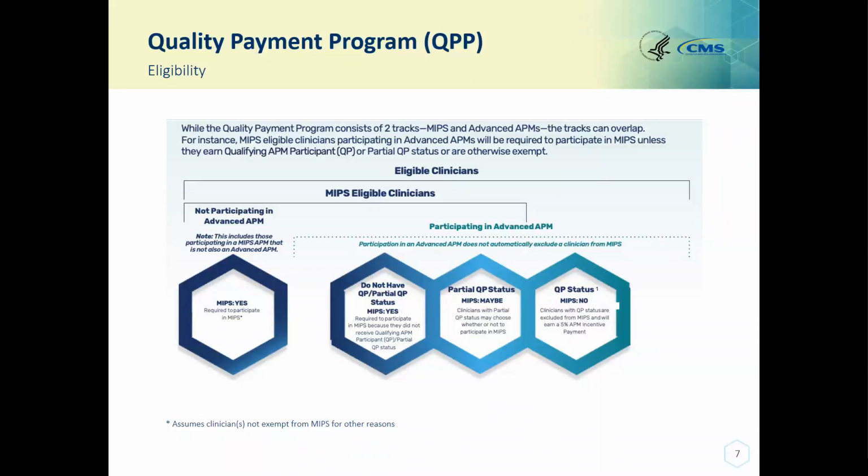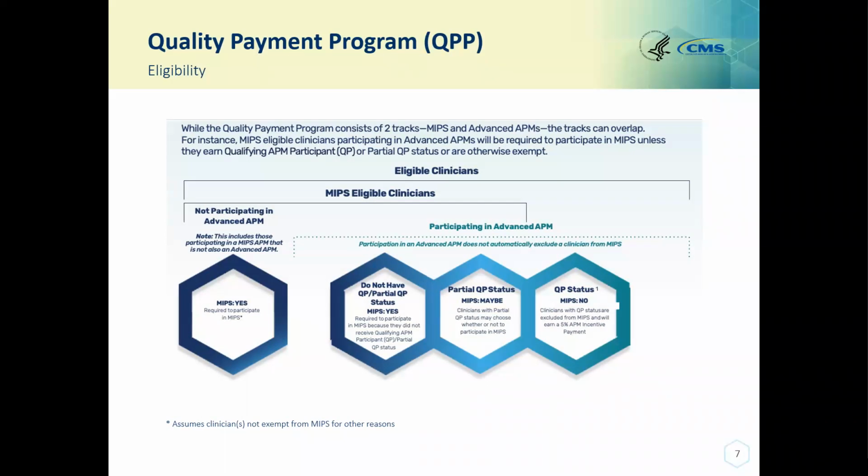So this slide, we started using probably 2 months ago or so, but it really helps explain in a little more detail where these MIPS APMs fit in. While there are these two tracks, MIPS and Advanced APMs, the tracks can overlap. We'll see here that there is the bucket of all eligible clinicians, and then within that, there are certain folks that are MIPS eligible clinicians. The majority of participants in QPP are not participating in an Advanced APM and are required to participate in MIPS.